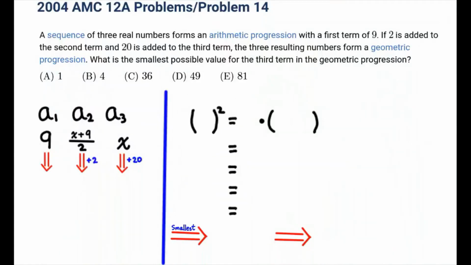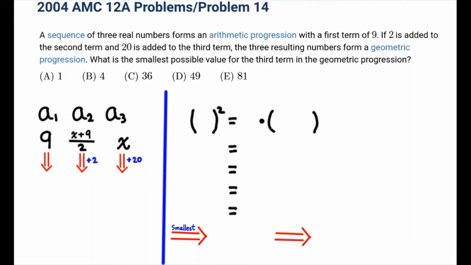In this 2004 AMC 12 problem, a sequence of three real numbers forms an arithmetic progression with the first term being 9. When 2 is added to the second term and 20 added to the third term, the three resulting numbers form a geometric sequence. What is the smallest value for the third term in the geometric progression?